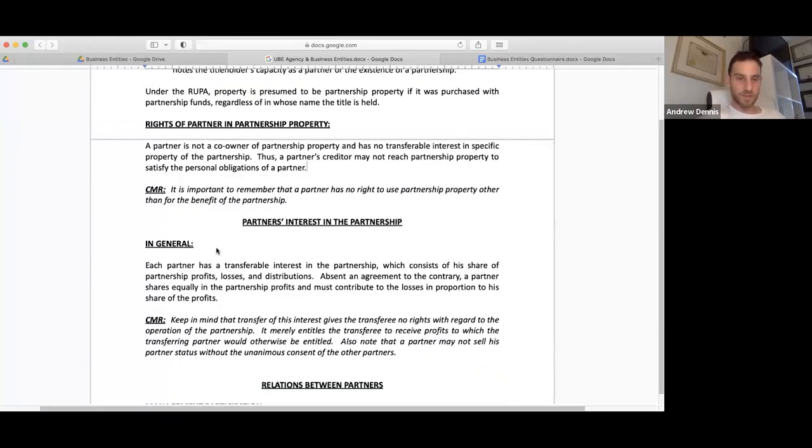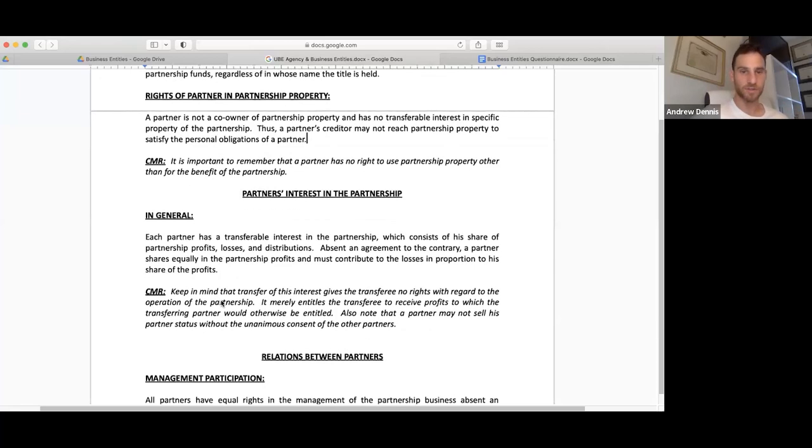So, interest in the partnership, they have a transferable interest. I mean, you can, absent any agreement to the contrary. You share equally in the partnership profits and must contribute to the losses in proportion to the share of the profits. That's assumed if there's no agreement otherwise. You can certainly agree to share profits otherwise.